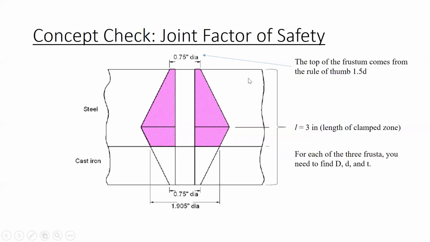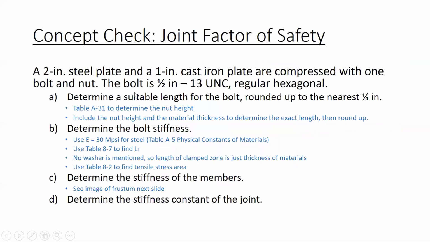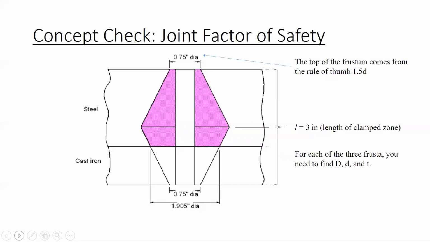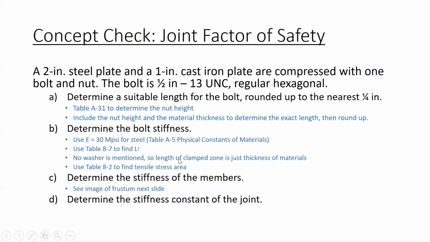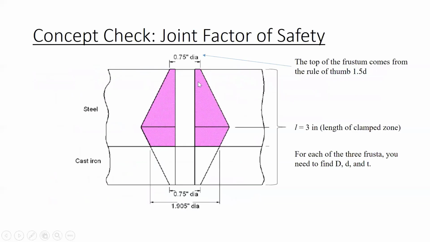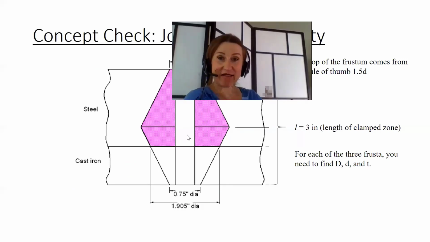So this picture should be useful. Big D in your frustum calculation, the top of the frustum comes from the rule of thumb, 1.5 times the fastener diameter. The fastener diameter is given here, 1/2 inch. So that part's at least done for you. L equals 3 inches, the length of the clamped zone. Because no washer is mentioned, the length of the clamped zone is just the thickness of the materials. And then for each of these 3 frusta, you need to find the big D, which I guess was given for the top and the bottom, little d, which are given, and then the height or the thickness of each frustum.